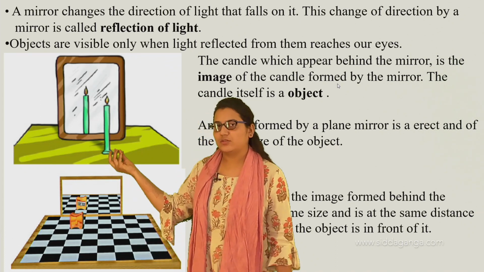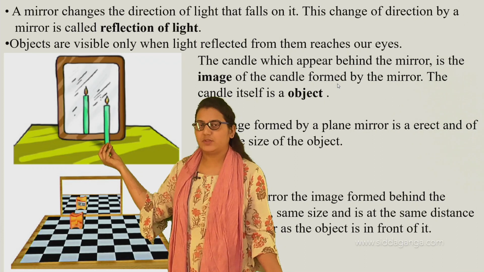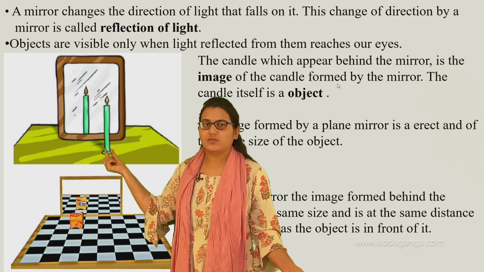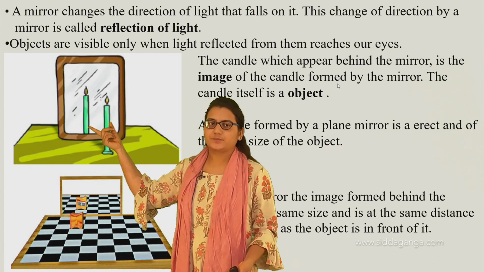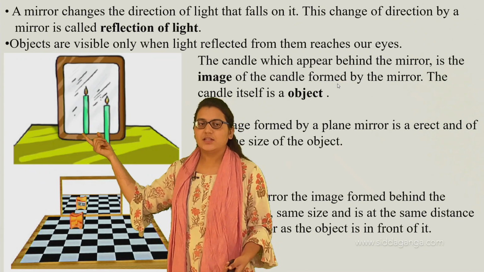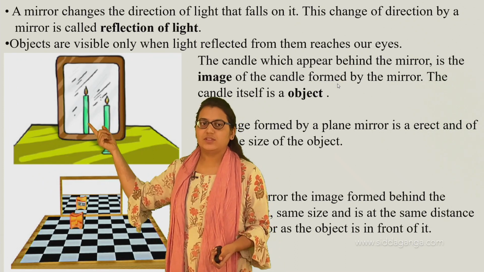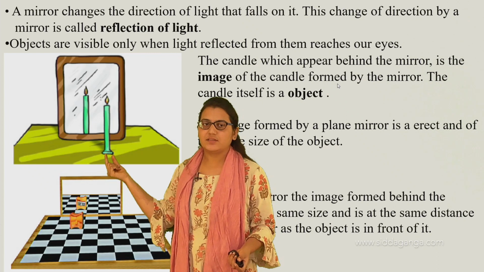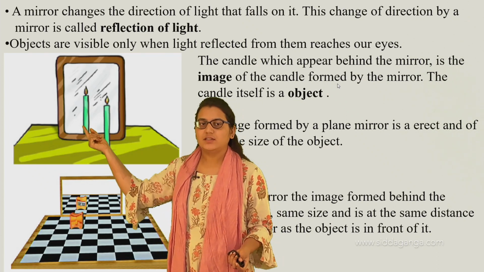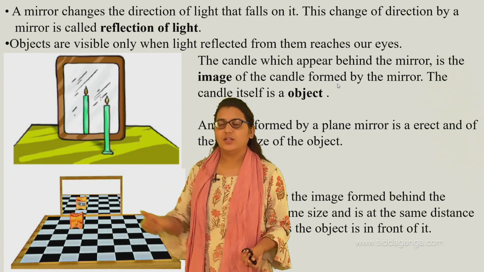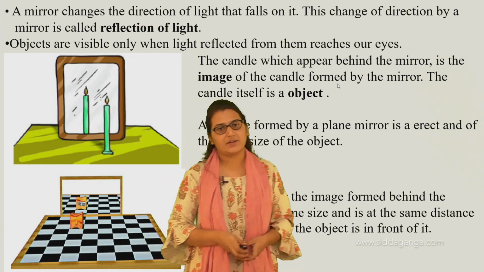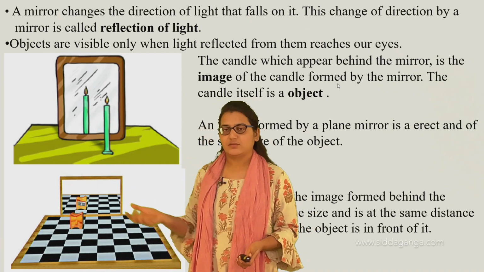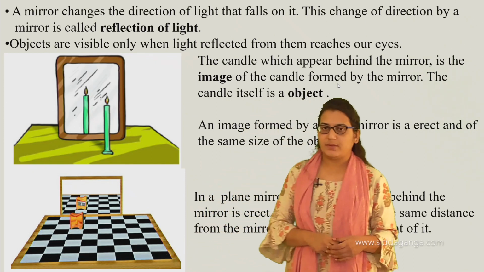The actual object, the original thing or substance that we keep in front of the mirror, is the object, and whatever we see in the mirror is the image. So this is the image that we see behind the mirror, and the object which is actually present is the object. Whatever we see in the mirror is the image, and whatever substance we keep to check this image is the object. I hope you are clear about what image and object are.